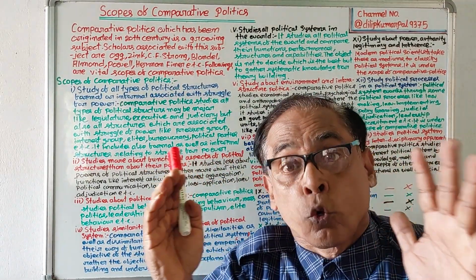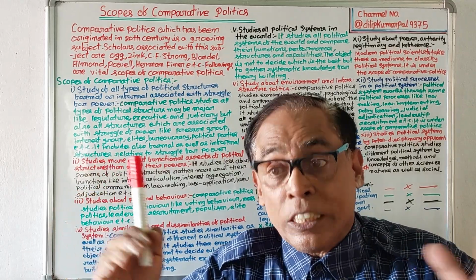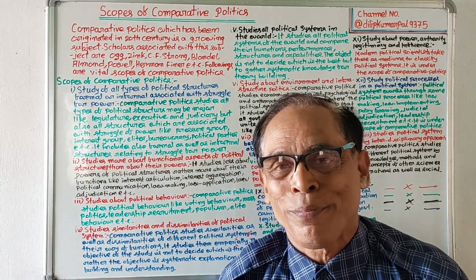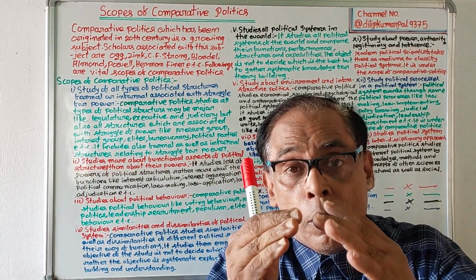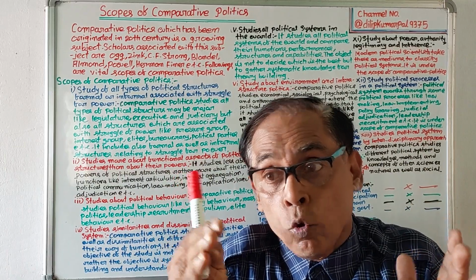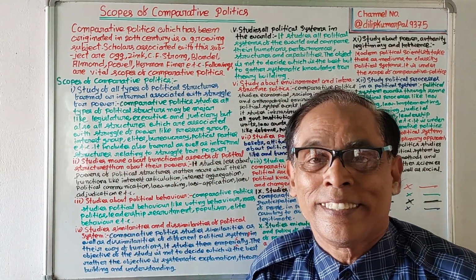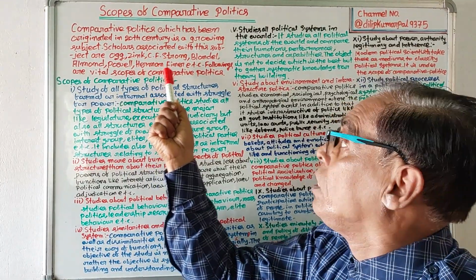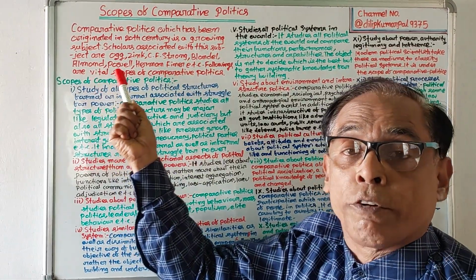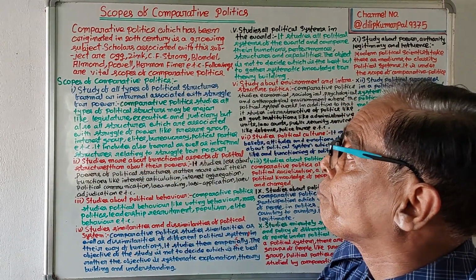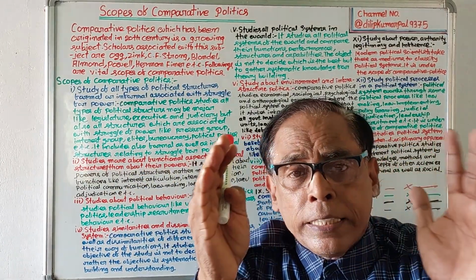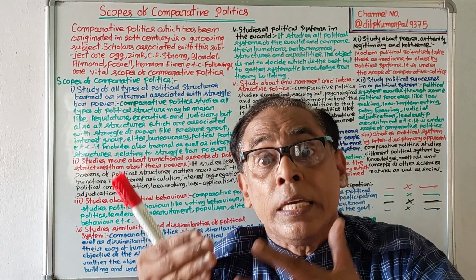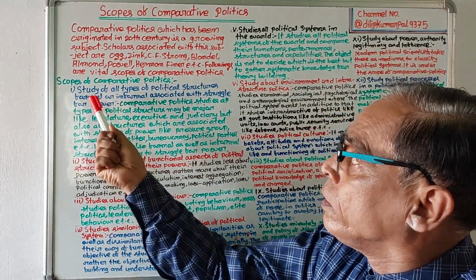Comparative politics is a growing subject. It is always taking an upward curve. Day by day it is growing. Prominent scholars associated with it are Professor Oak, Professor Jing, Professor C.F. Strong, Professor Blondell, Professor Almond, Professor Powell, and Professor Herman Feiner. This comparative politics has many scopes. It gives us many new ideas. Number one, scopes of comparative politics.